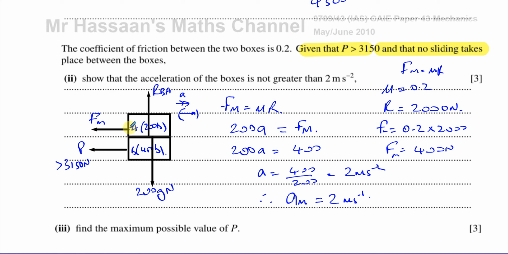Okay, it's going to basically want to go that way. If there was no friction, it would go that way. So the frictional force is acting in this direction, and the force has to do with the relative movements of these two. This is going to move in this direction. This is going to try and stay the same.